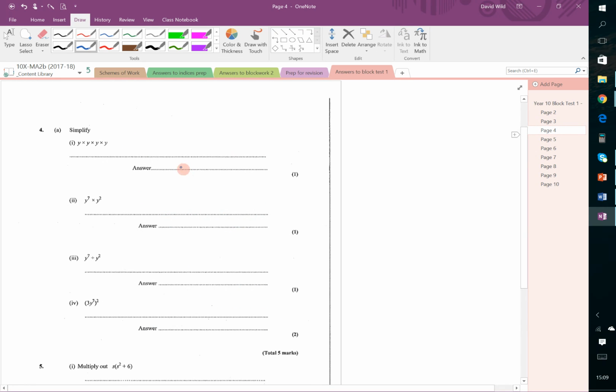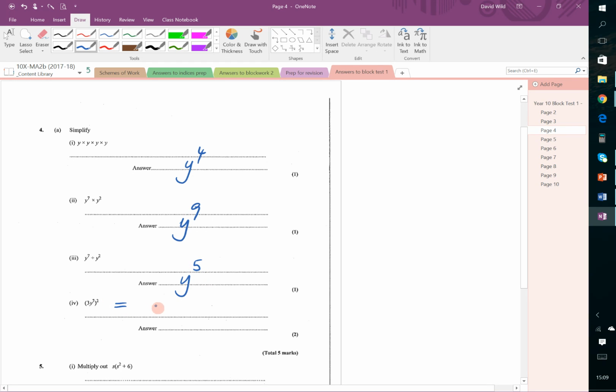Next one, y to the power 4. Y has been multiplied 4 times, y to the 4. Add the indices, 9. 7 plus 2 is 9, not 14. Subtract the indices. So because we're dividing, we subtract the indices. 7 minus 2 is 5.